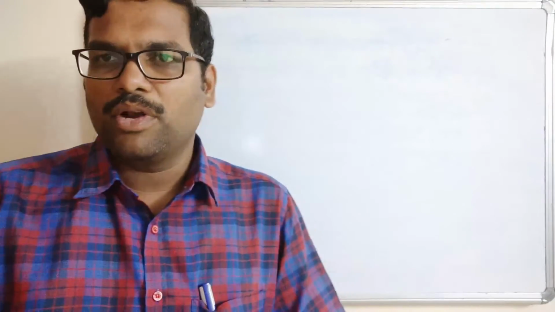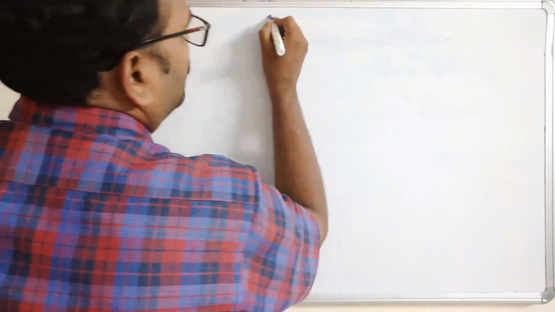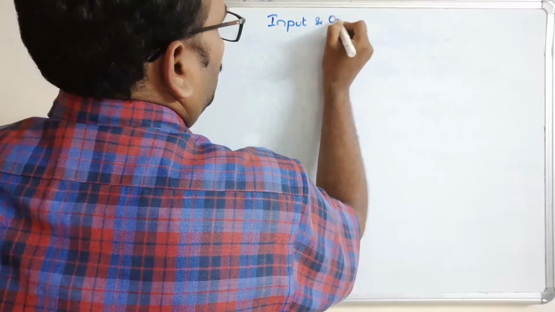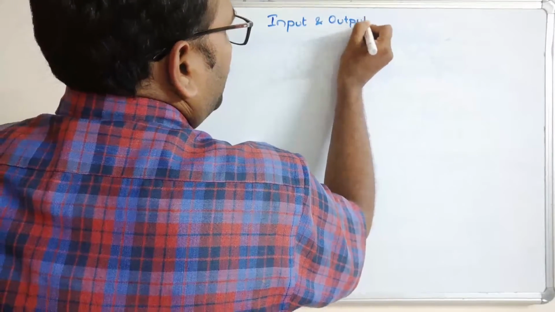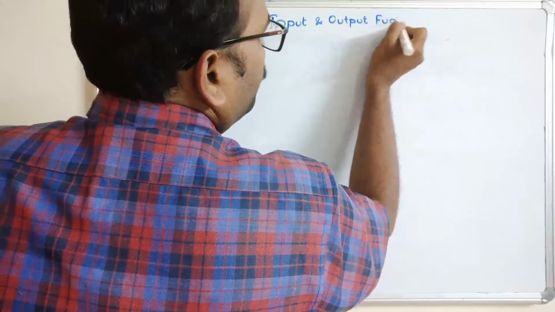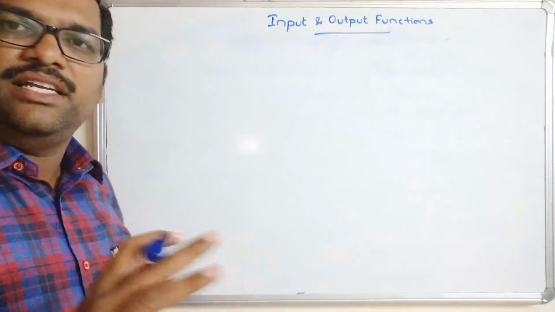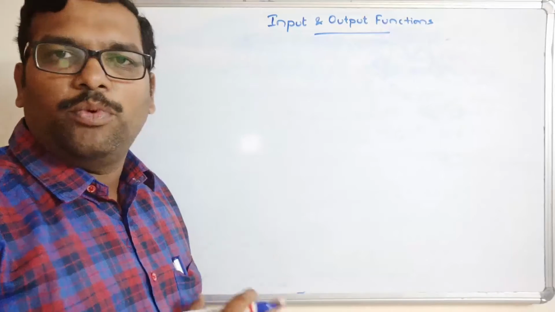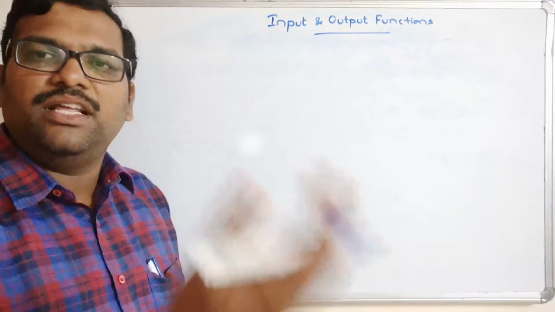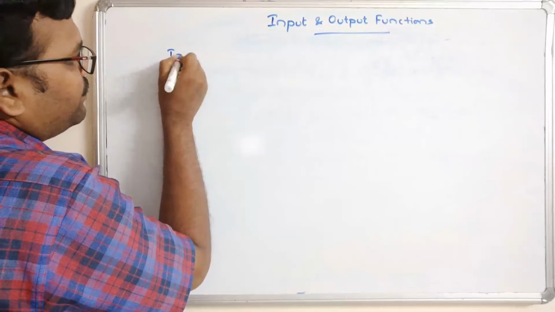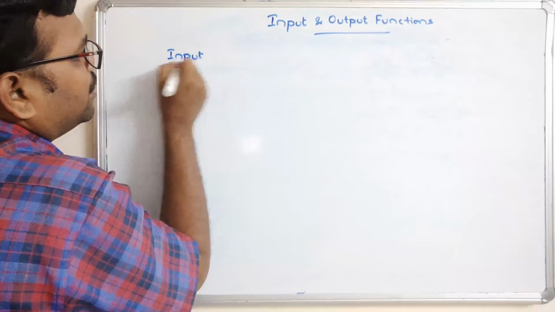So today we'll see one more concept in our R programming, that is input and output functions. So first let us see the input functions and then we'll move on to the output functions. Now I'll tell you the complete syntax of these input functions and output functions, and we'll see the implementation in RStudio. So let us start with the input function.